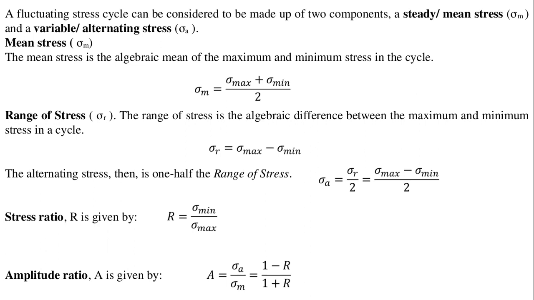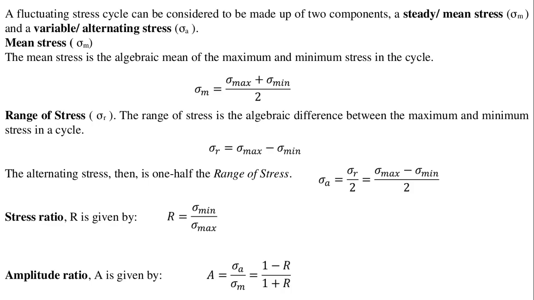The range of stress is the algebraic difference between the maximum and minimum stress in a cycle. Sigma r is equal to sigma max minus sigma min. The alternating stress, sigma a, is 1/2 the range of stress. Sigma a is equal to sigma r divided by 2, that is equal to (sigma max minus sigma min) divided by 2. Stress ratio, R, is given by sigma min by sigma max.